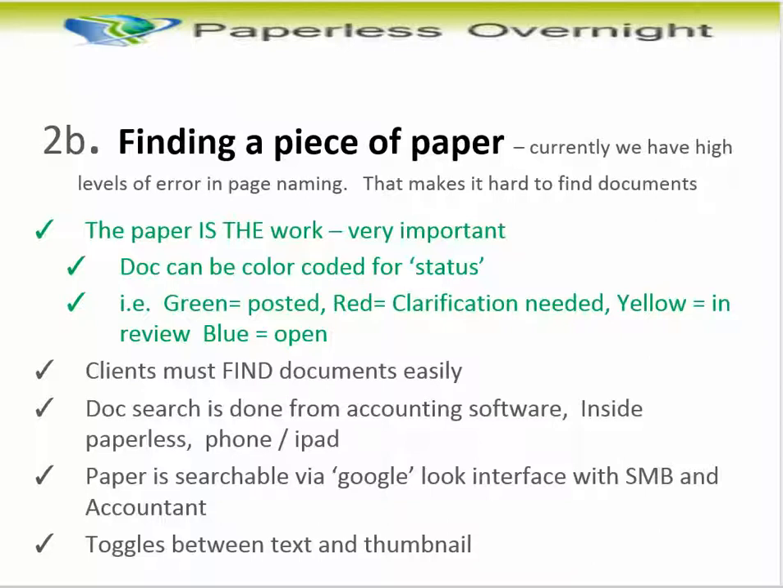The best way to do it is from the accounting software, or we could do it inside paperless, or we should be able to do it from our iPad or our smartphone. But the easiest, most likely place to look for a document is in the accounting software, because I'm looking at a bill I need to pay and I want to see the original invoice. And we're hoping that we can set up a system that toggles between the text and the thumbnail.